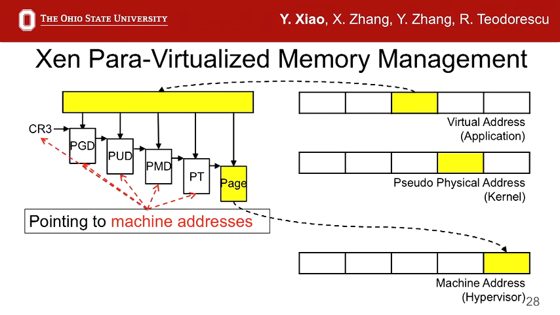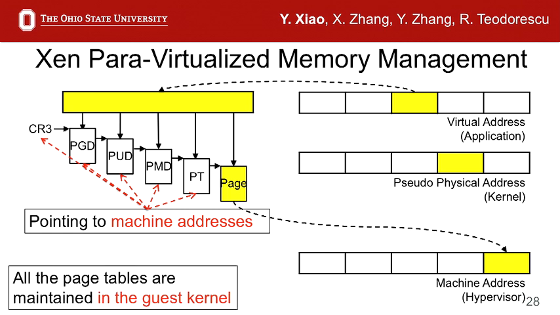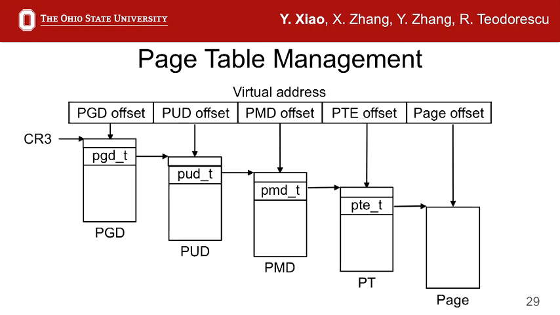What's more, all the entries in these page tables point to machine page addresses. And another important point is that all these page tables are directly maintained in the guest memory space. Now let's go a little deeper into the page tables. A virtual address is divided into several segments. Each segment is an offset to a certain level of page table or to a normal machine page.